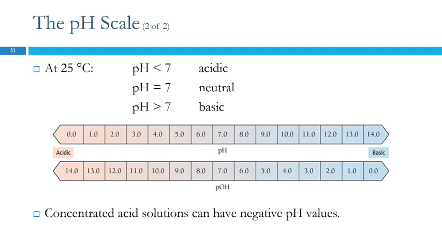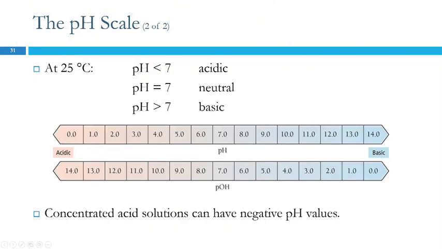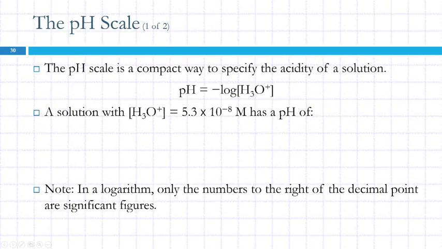So this is the definition of pH. pH is the negative logarithm of the hydronium ion concentration. This is the negative sign and the base 10 log. It's not anti-log. So if we have a solution where the hydronium ion concentration is 5.3 times 10 to the minus 8 molar, then the pH would be, we have to calculate it, the negative log of that number.